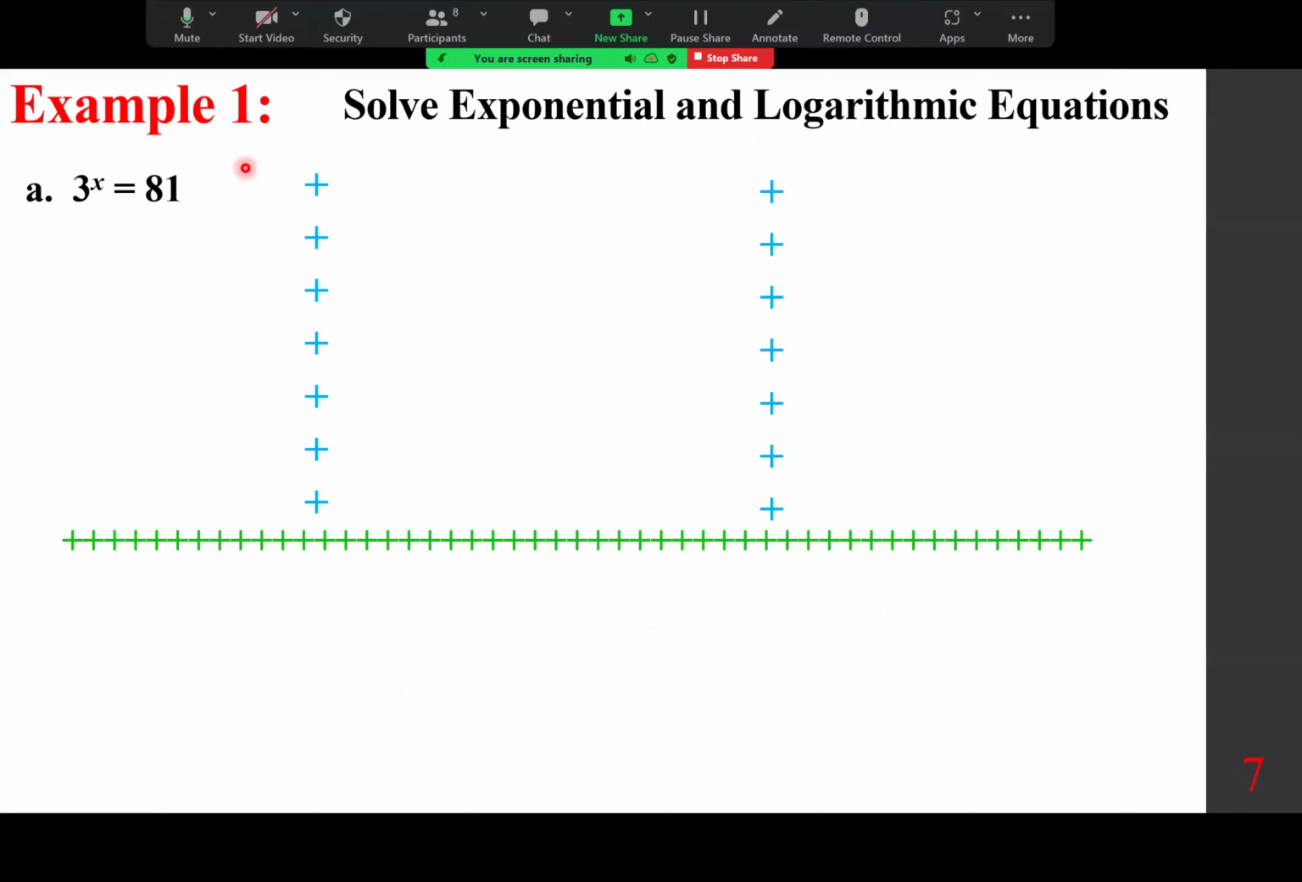Three to the power of x is 81. Most likely, you know, 81 is 3 to the power of 4. Therefore, x must be equal to 4.